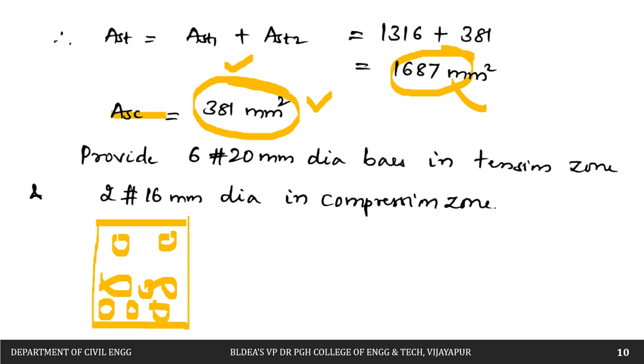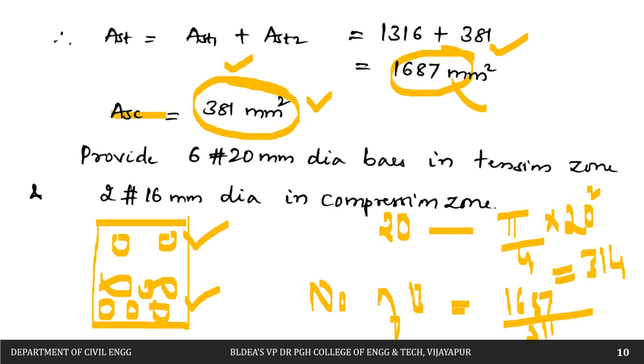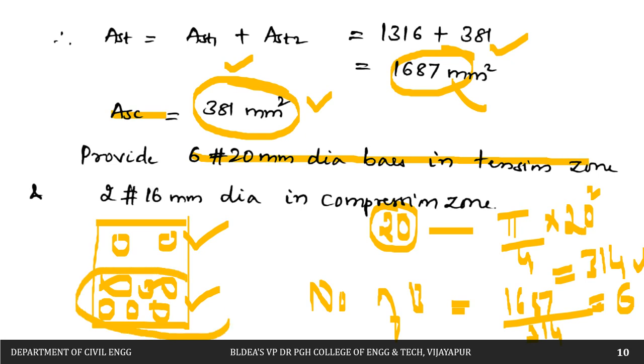Now we have to calculate how many bars have to be provided at the bottom as well as on the top. The area of tension steel is 1687 mm square. Now we'll calculate the number of bars. Let us assume a bar of 20 mm dia. The area of one bar is pi by 4 into 20 square, which gives 314. So the number of bars will be 1687 divided by 314, the area of one bar. You'll get somewhere around 5 point something. We can provide approximately 6 bars. So at the bottom, in the tension zone, we can provide 6 bars of 20 mm dia.